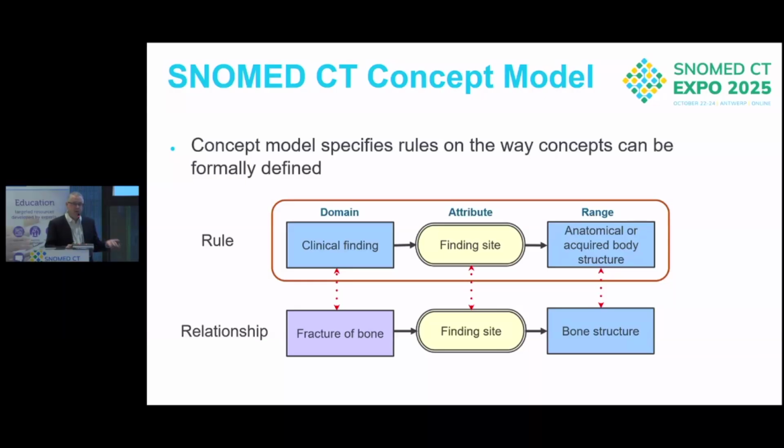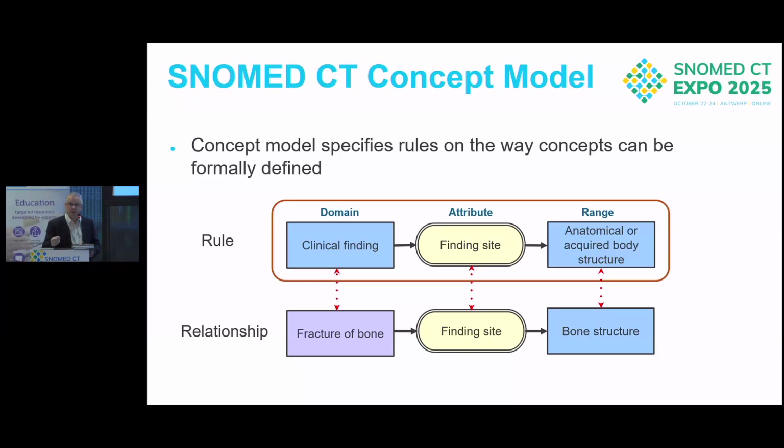And you might come across the word concept model within these meetings. It's quite easy in terms of logic in a way. So you've got those 19 hierarchies, and we've talked about them having attributes, relationships to other things. But those have to make logical sense. So here we have clinical finding has a finding site of an anatomical structure, such as fractured bone has a finding site of bone structure. So there are rules that allow which domain, which of those hierarchies, can have which attributes.